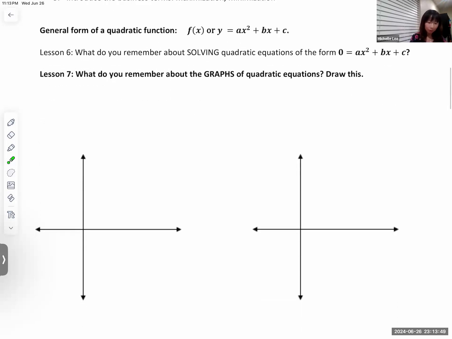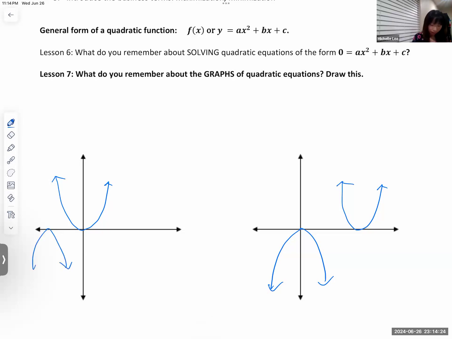Okay. Lesson 7. What do you remember about the graphs of quadratics, not the quadratic equation, right? So we can draw this, we can draw here, we can draw there, right? So general form, like this, yeah. What else? Like that, right? Okay. Now we have an example here.